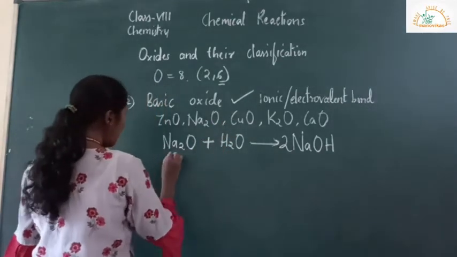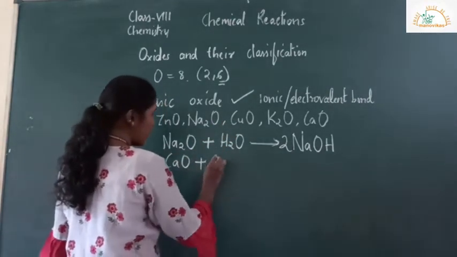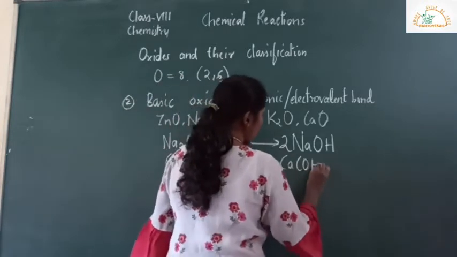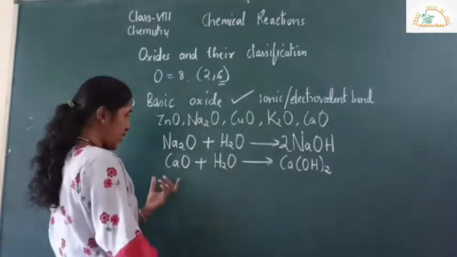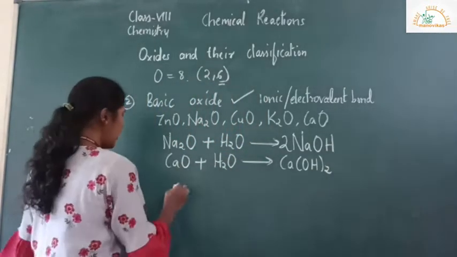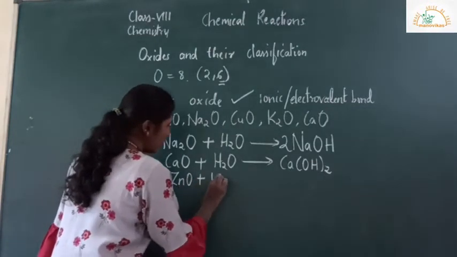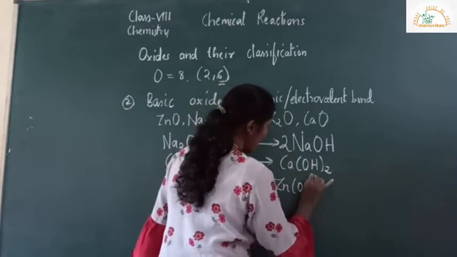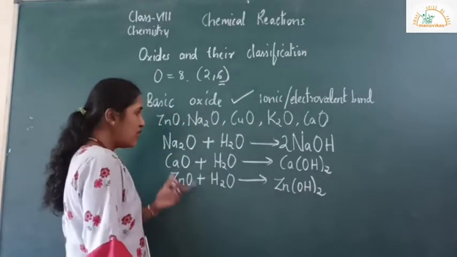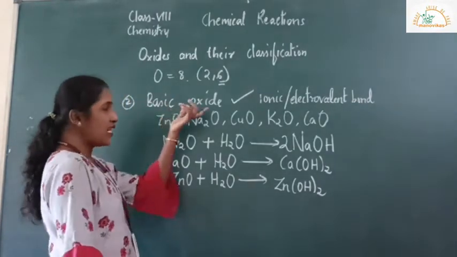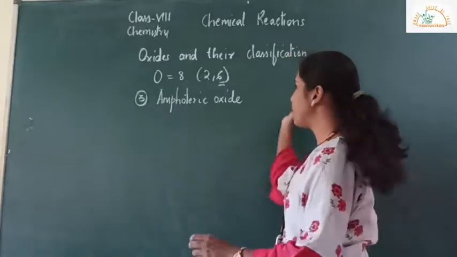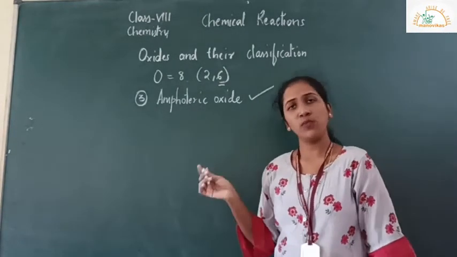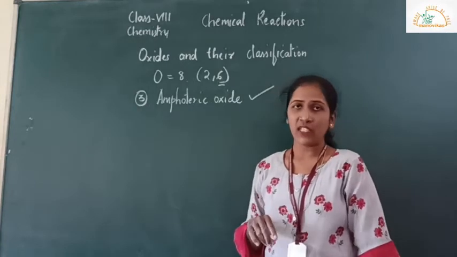Let's take one more example. Calcium oxide, when it is treated with water, what we will get is calcium hydroxide. So equation is balanced. Same way with zinc oxide, when it is treated with water, what we will get is zinc hydroxide. Okay, so these are the examples of basic oxide. Third one is amphoteric oxide. So these are the oxides which show properties with both, that is acid as well as base.